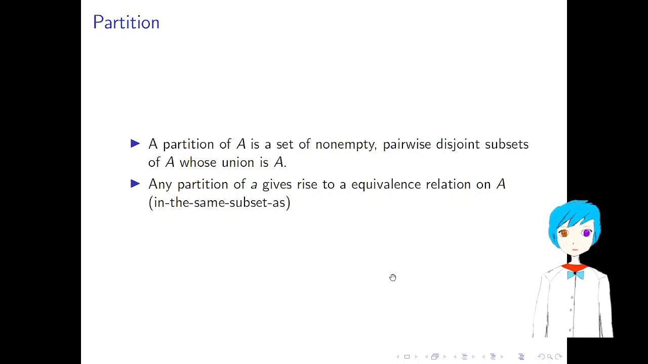One way to get different equivalence classes is to have partitions of a set. A partition of A is a set of non-empty pairwise disjoint subsets of A whose union is A. There is a natural equivalence here: a partition can naturally give rise to different equivalence classes of A. So the relation is being in the same subset, and we can verify that this is indeed an equivalence relation.